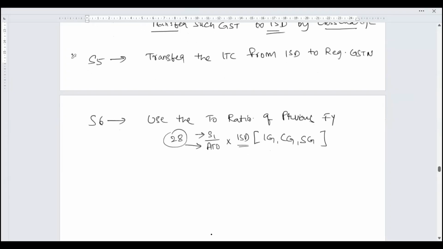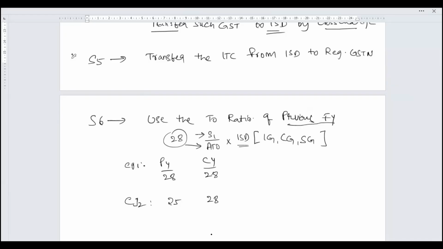Exceptions. So what if in the previous financial year, not all units are existing? Example 1, previous year I have 28 states, current year also 28 states. Don't worry. Whatever ratio is there for the previous year, use that ratio. Example 2. So previous year, there are 25 states. Current year, there are 28 states.